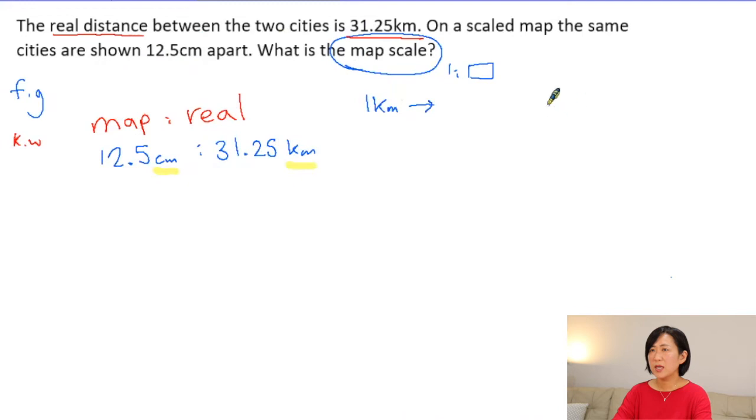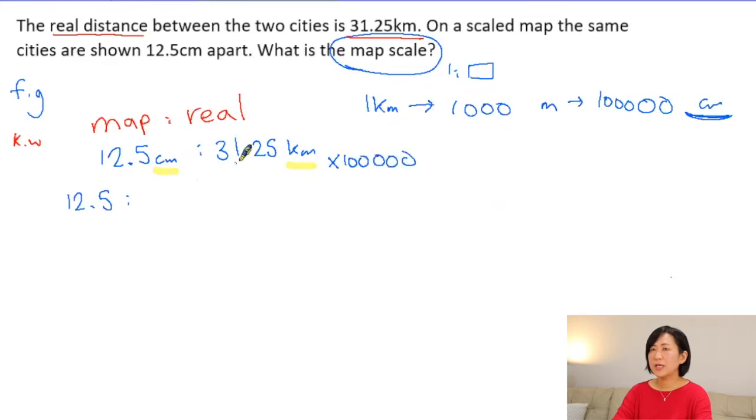Quickly, 1 kilometer is 1,000 meters. Then you need to change the 1,000 meters into centimeters by times by 100. That gives you 100,000. Now let's times 100 to make 12.5 into a whole number first. Times by 100, it gives you 3,125. Then let's times another 1,000. That is 3,125,000. But still we've got a decimal here. So let's times 10 to both sides to make it into whole numbers.